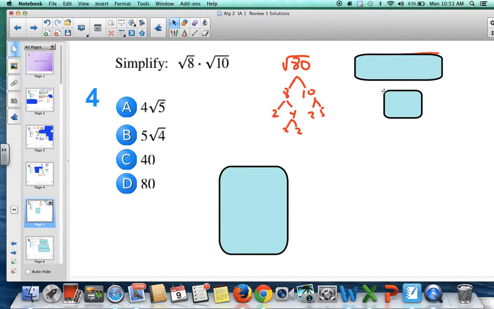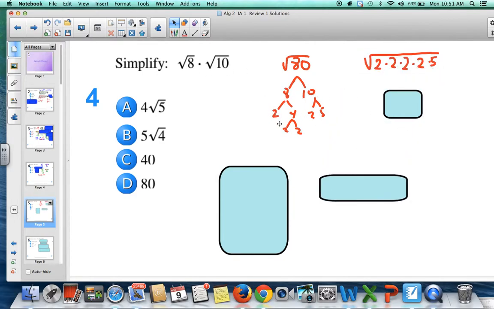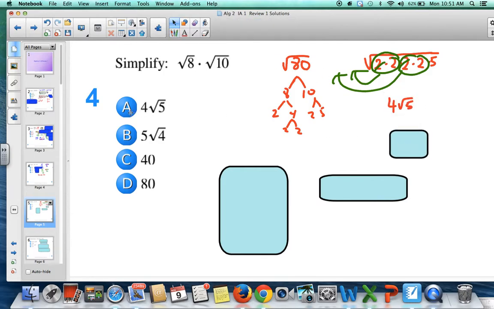And then that becomes 2 times 2 times 2 times 2 times 5. And then we look at the common things here, and we say there's 2 times 2. So 1 cancels out on each one, and 1 comes out. So I have 4 out front and square root of 5 underneath. And that's it. Okay, next problem.